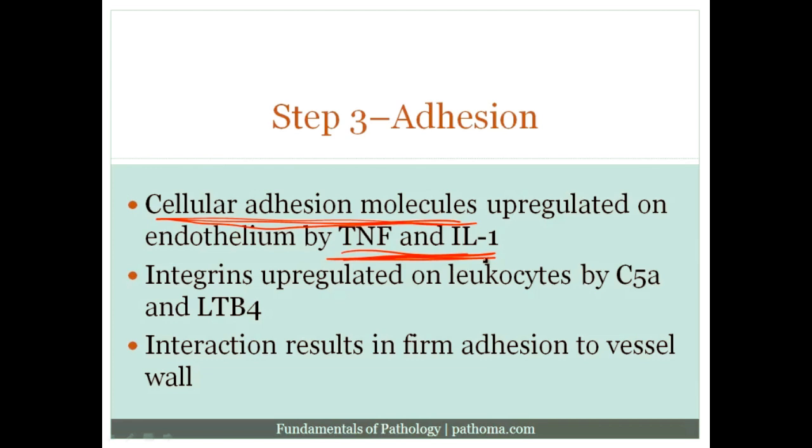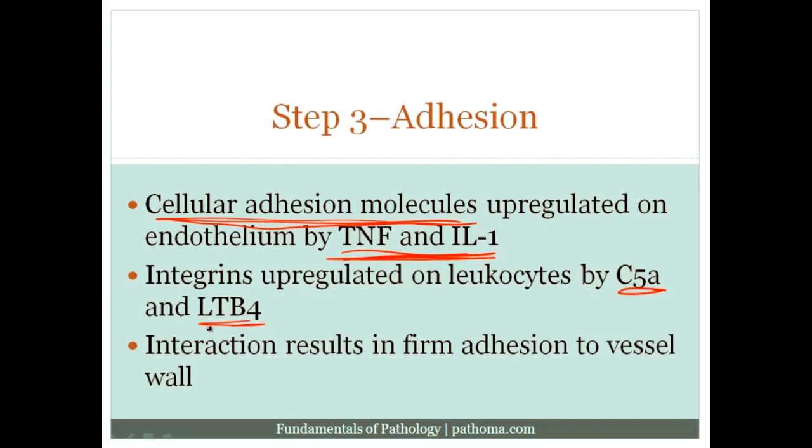So it's not hard to remember that the molecules that help to activate and draw in the neutrophils are going to be the same molecules that activate the neutrophils at this particular phase of adhesion. And it's this firm interaction between cellular adhesion molecules and integrins that then results in a firm adhesion to the vessel wall.